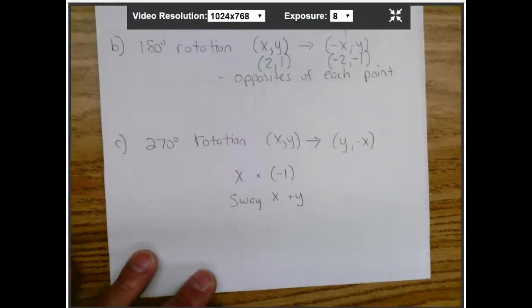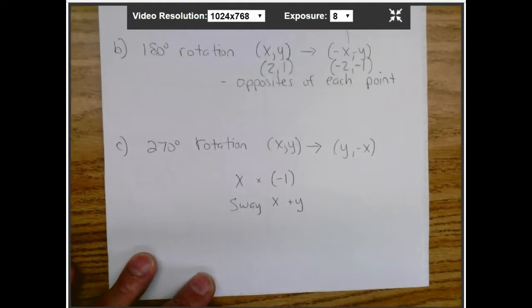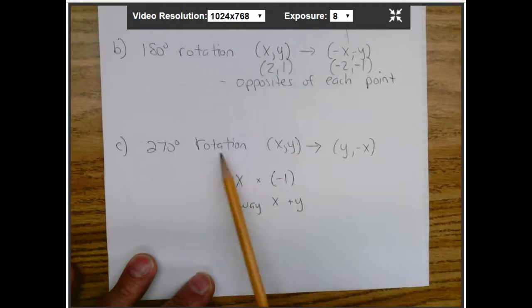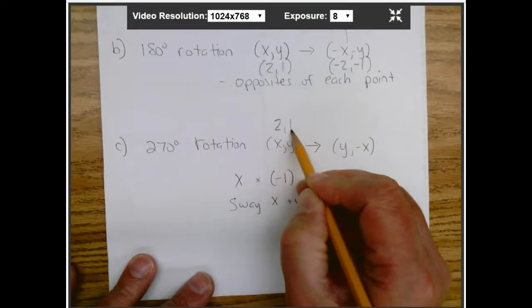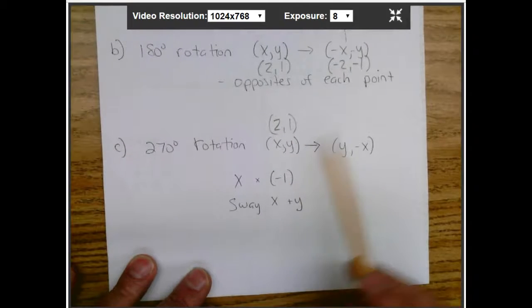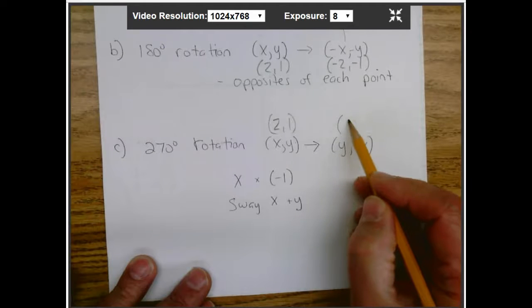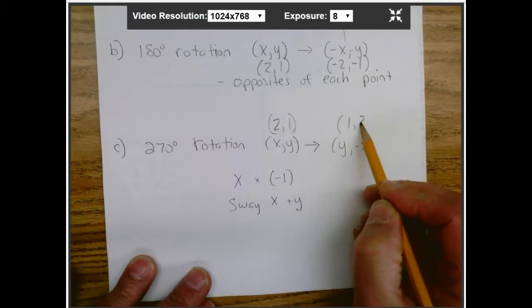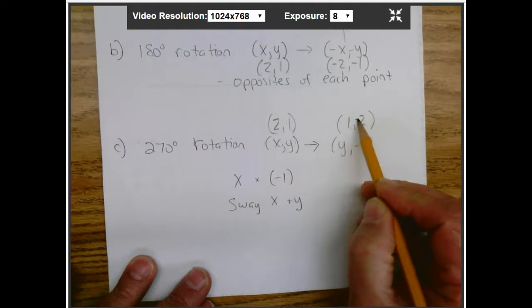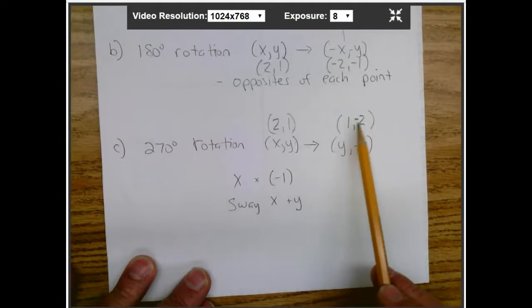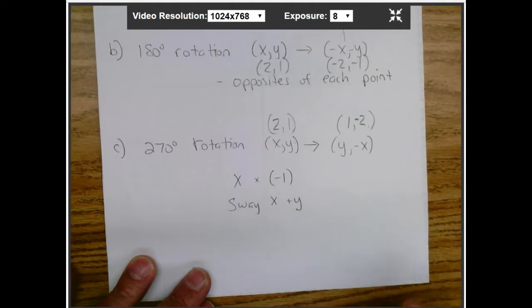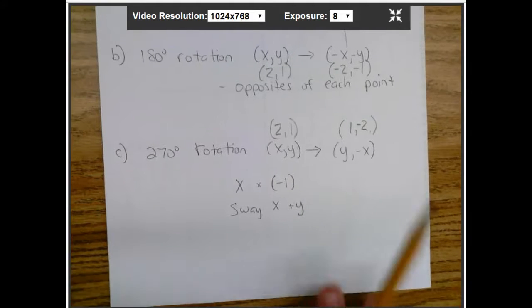If it's a 270 degree rotation, we would swap the points, right? We're not always going to do that, but with the 90 and the 270, we're going to swap the points. So again, let's say it was 2, 1. We would then swap the points, so now it becomes 1, which is the y, and then 2, which is the x, but then the x becomes multiplied by negative 1, so it would now be 1, negative 2. So those are the three important ways to rotate about the origin.